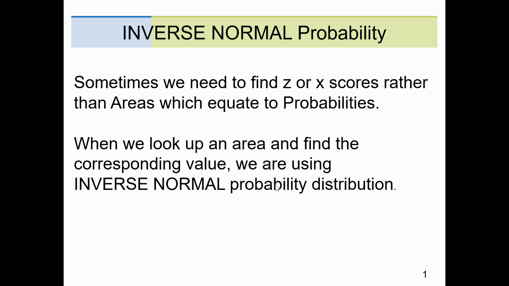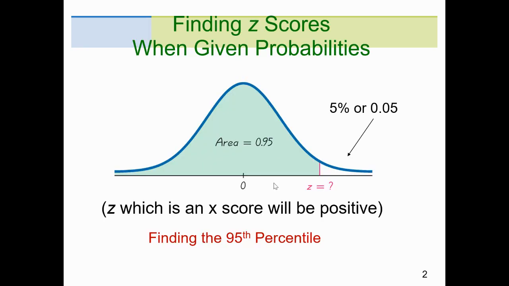All right, we're working with what's called an inverse normal. Here's the first example. It says find a score that represents the 95th percentile. Well, you have the benefit of having a diagram. You would have to draw a diagram. Now you have to remember that the 95th percentile means that your Z or X score was better than 95% of everybody else.